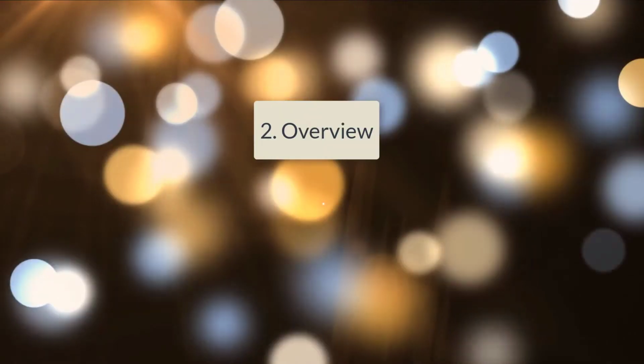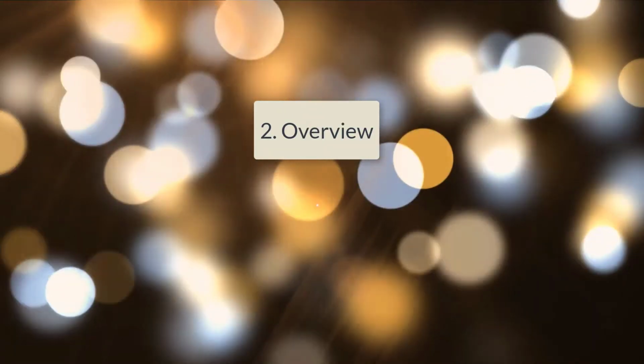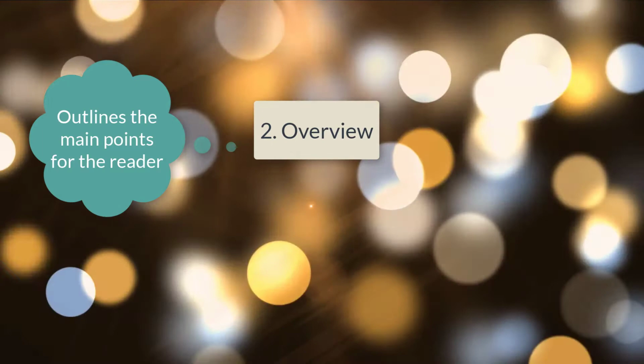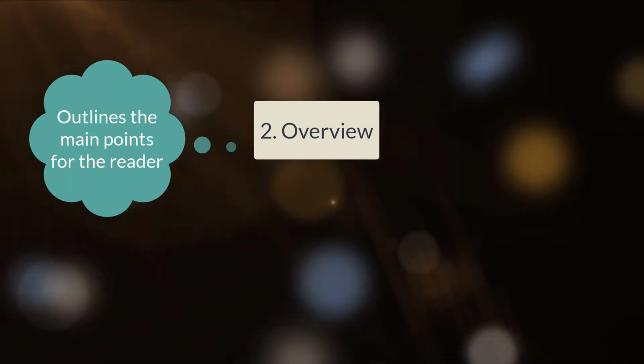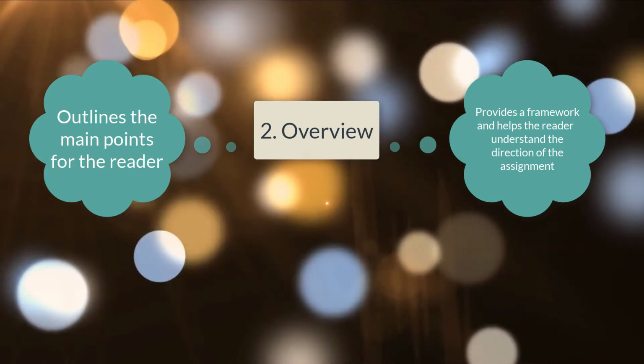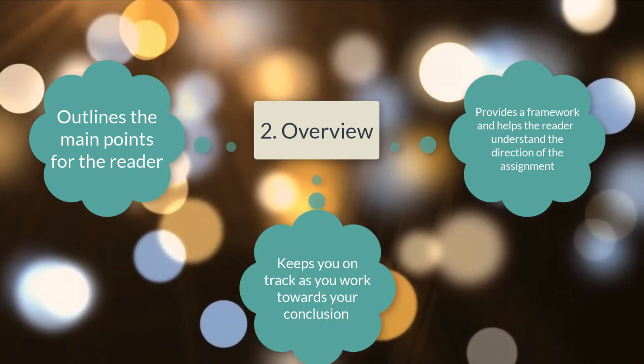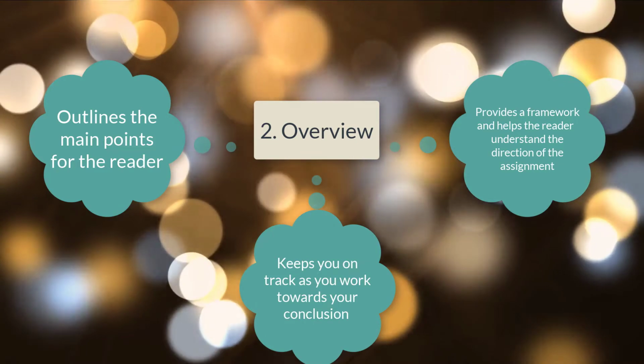The next sentence or section could be an overview. This outlines the structure of the piece by highlighting the main points and guides the reader through by providing a route map. It also keeps you on track and ensures everything works well together to help provide a solid conclusion.